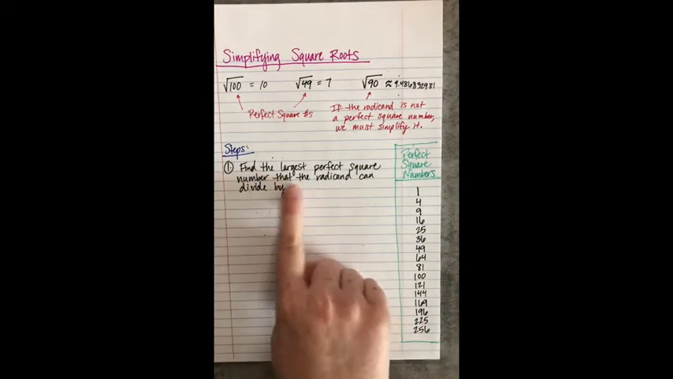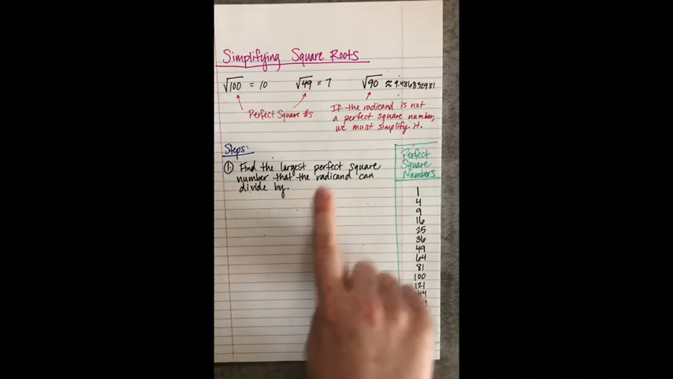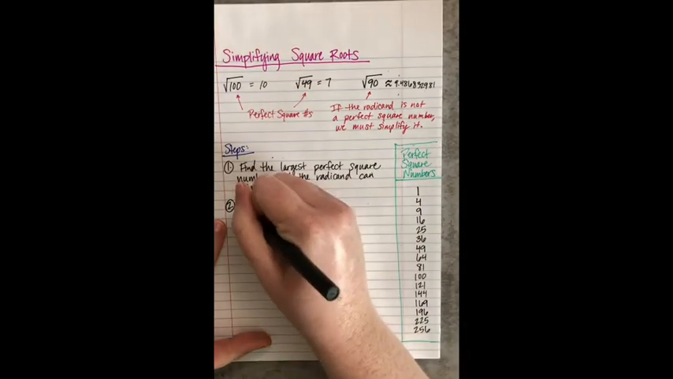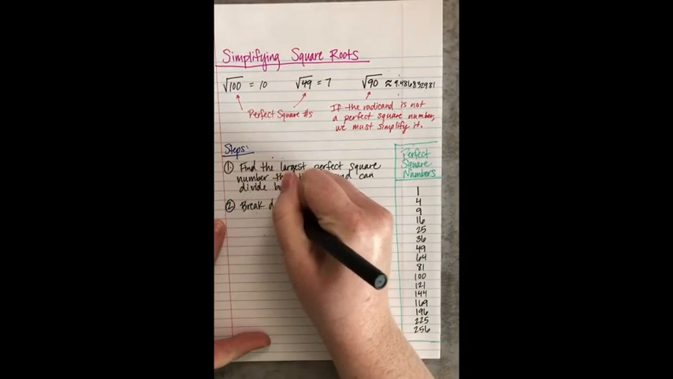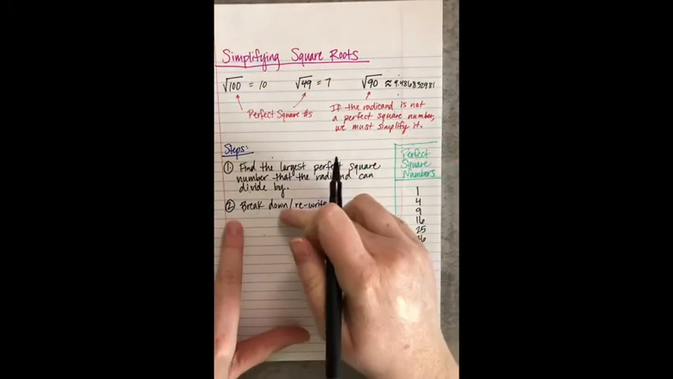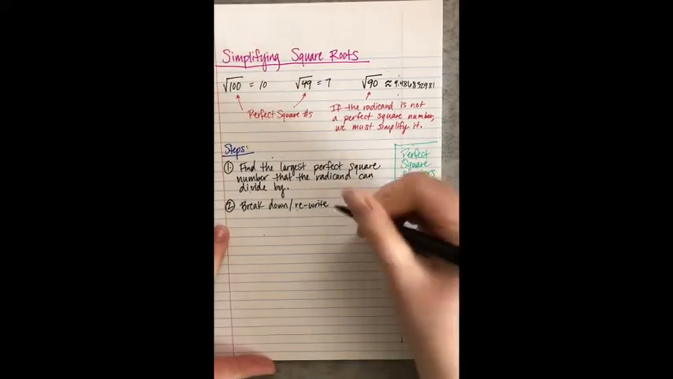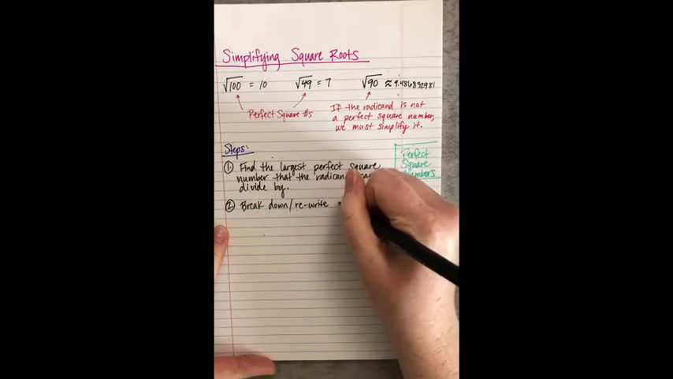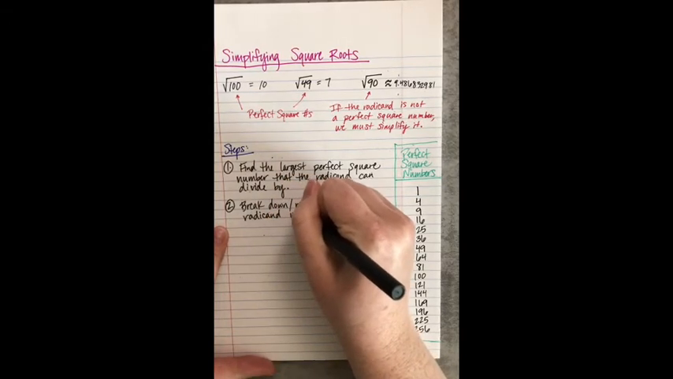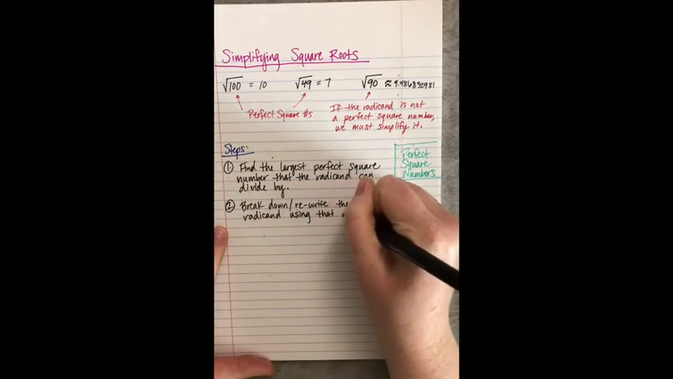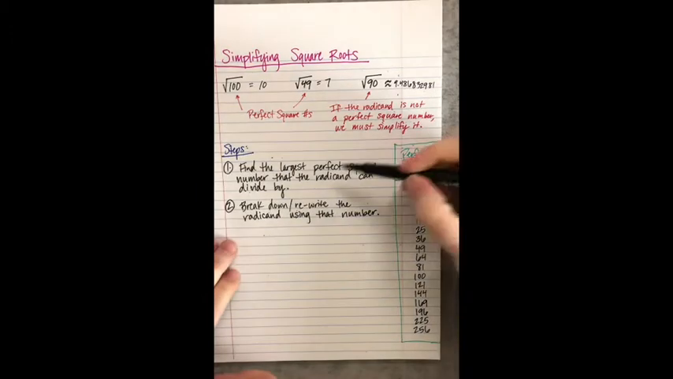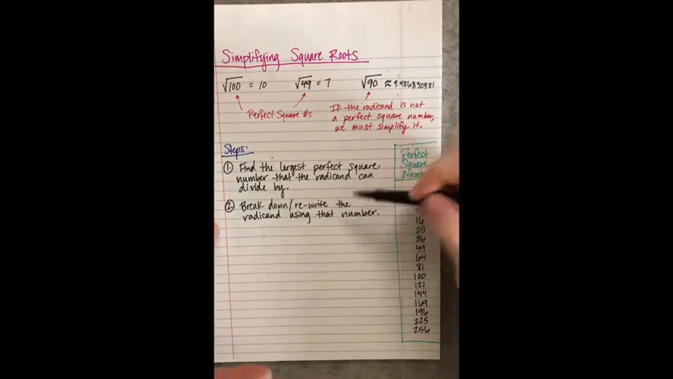So that's step 1, is find the largest perfect square that the radicand can divide by. Radicand is this number underneath. And then step 2 is we're going to break down, and I'm going to write slash rewrite. So you can think of it as breaking it down or rewriting it. But we're going to break down or rewrite the radicand using that number. Okay, so using the largest perfect square, we're going to break down the radicand. That's step 2.